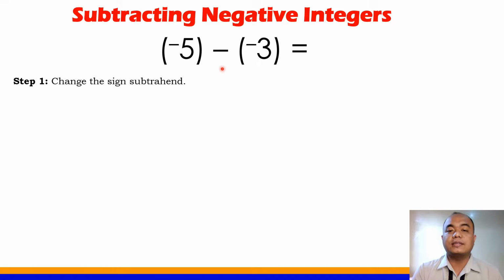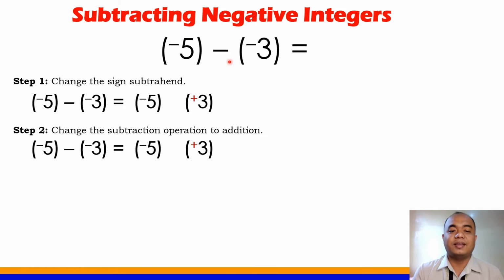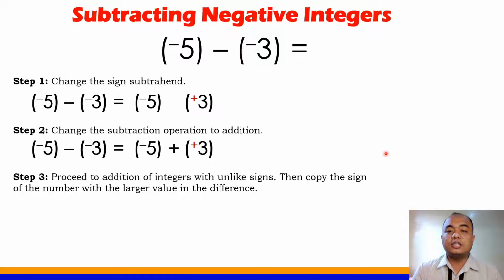Kapag ang operation natin, class, is subtraction, then you have to change the sign of the subtrahend, which is negative 3. This will become positive 3. Yan, copy. And then, positive 3. Next, step 2, ano yung gagawin natin? Change the operation to addition. Okay, so ito na siya at we will change the operation to addition. So ngayon, ang step 3 natin ay proceed to addition of integers with unlike signs, then copy the sign of the number with the larger value in the difference.